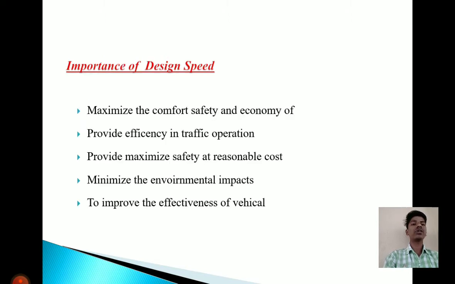Importance of design speed means why the design speed is important. The design speed maximizes comfort, safety, and economy, and provides efficiency in traffic operation. It provides maximum safety at reasonable cost, minimizes environmental impacts, and improves the effectiveness of the vehicle. Providing a suitable design speed on the highway will improve the effectiveness of the vehicle.